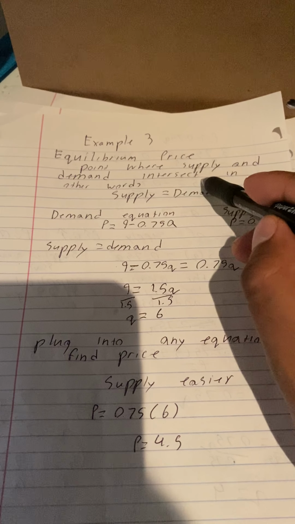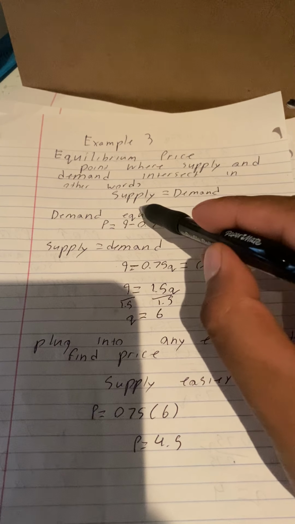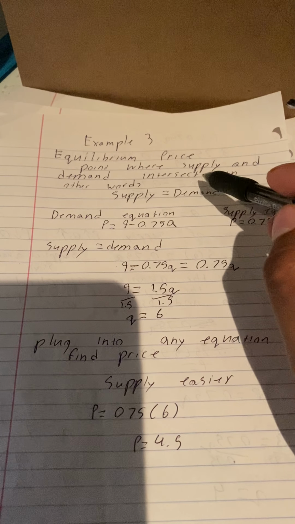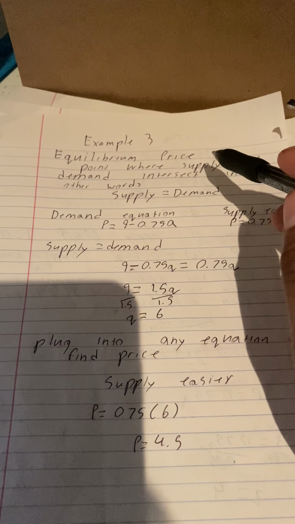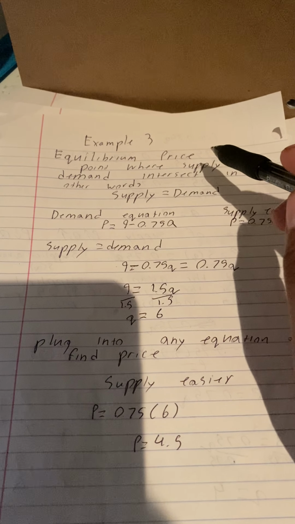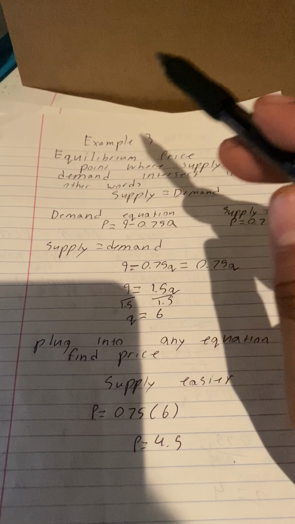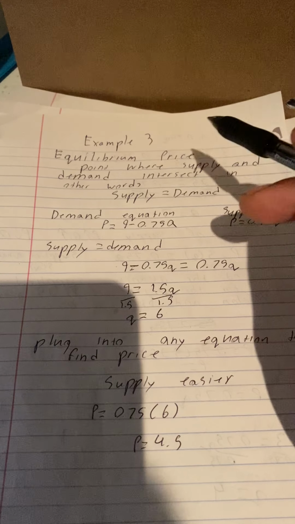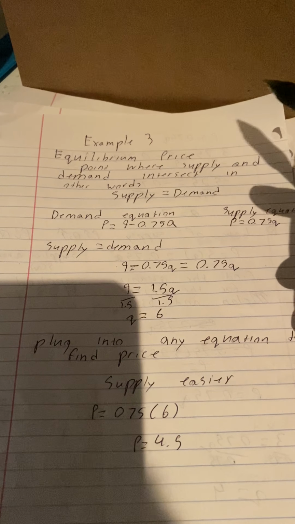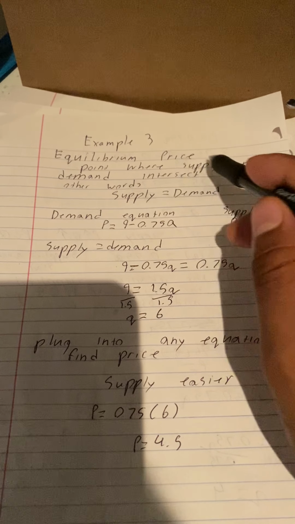It's where supply and demand intersect. In other words, it's where supply equals demand. And we talked about this in the last video, the supply and demand video. When supply equals demand, you're supplying as much as people want to buy, as much as people demand. Supply equals demand. It's where they intersect.